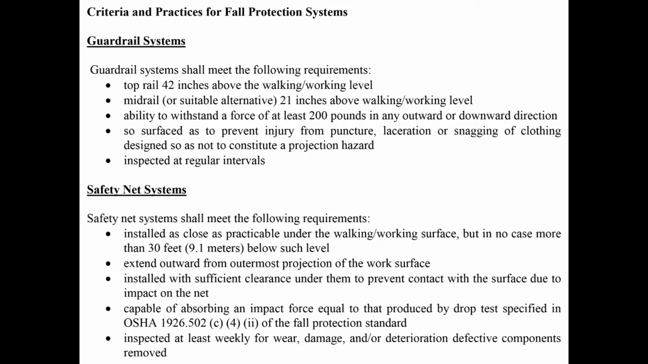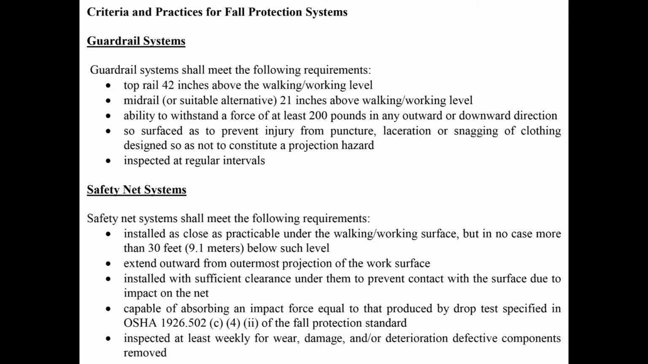Safety net systems. Safety net systems shall meet the following requirements: installed as close as practicable under the walking working surface, but in no case more than 30 feet or 9.1 meters below such level. Extend outward from the outermost projection of the work surface. Installed with sufficient clearance under them to prevent contact with the surface due to impact on the net. Capable of absorbing an impact force equal to that produced by a drop test specified in OSHA 1926.502 of the fall protection standard. Inspected at least weekly for wear, damage, and/or deterioration, with defective components removed.